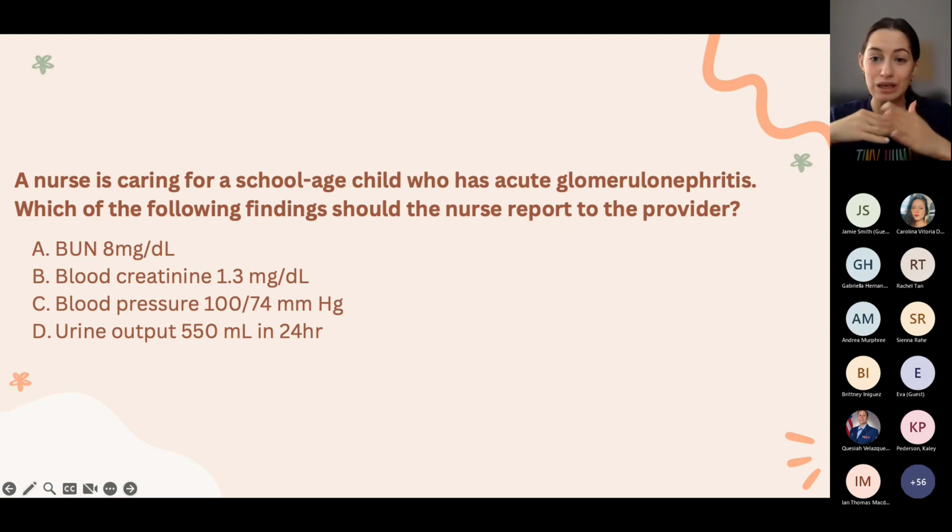So if you have a kiddo with acute glomerulonephritis and you have a blood creatinine of 1.3, it's out of the range that we want it to be for a kiddo. So we would report that, make sure that the provider is aware. Yes, they have the acute glomerulonephritis, but all of the others are within the expected range for that kiddo. So hopefully that makes sense.